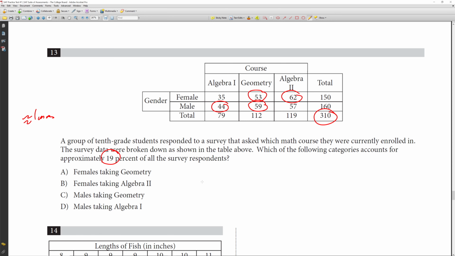So the fastest way to do this is to take 310 times 0.19, and that will give me 58.9. So which number is closest to 58.9 of all of these? It is this number, which is male and geometry, which means the answer is C.